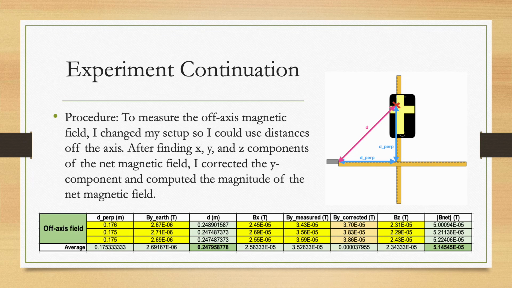The next part of the experiment involves measuring the off-axis magnetic field. To do this, I changed my setup so I could use distances off the axis. After finding the x, y, and z components of the net magnetic field, I corrected the y component and computed the magnitude of the net magnetic field.